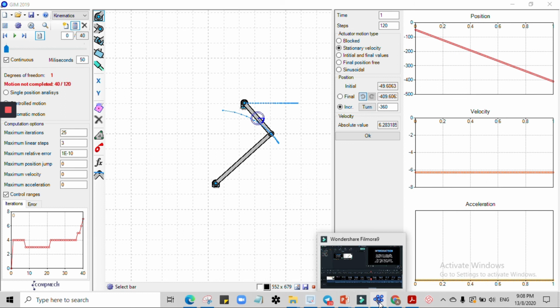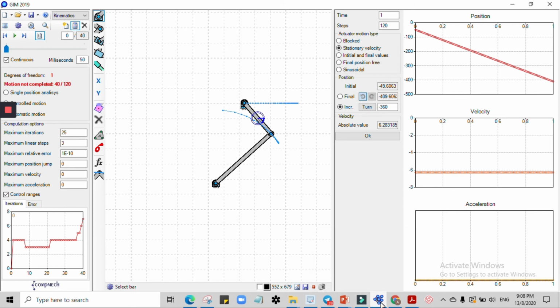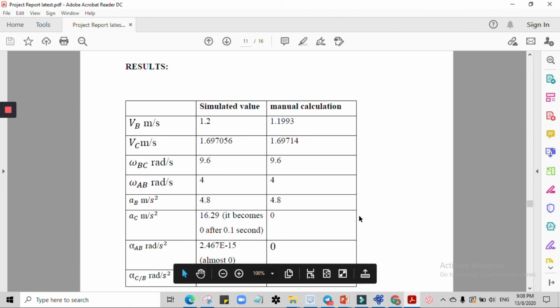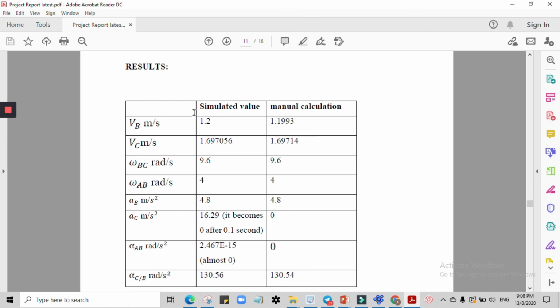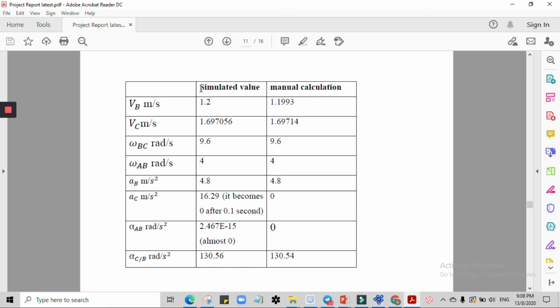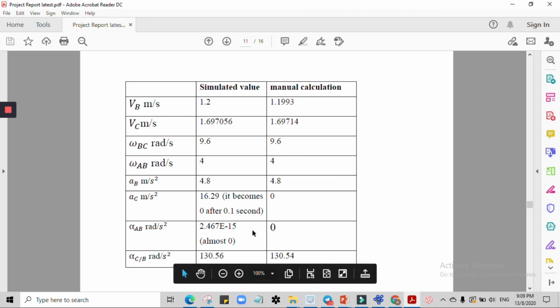The outcome will also be very accurate by using the simulation. This example result can be combined with the manual calculation and the simulated value, which are very accurate and quite the same. So for me, the Gym software is very helpful and useful.